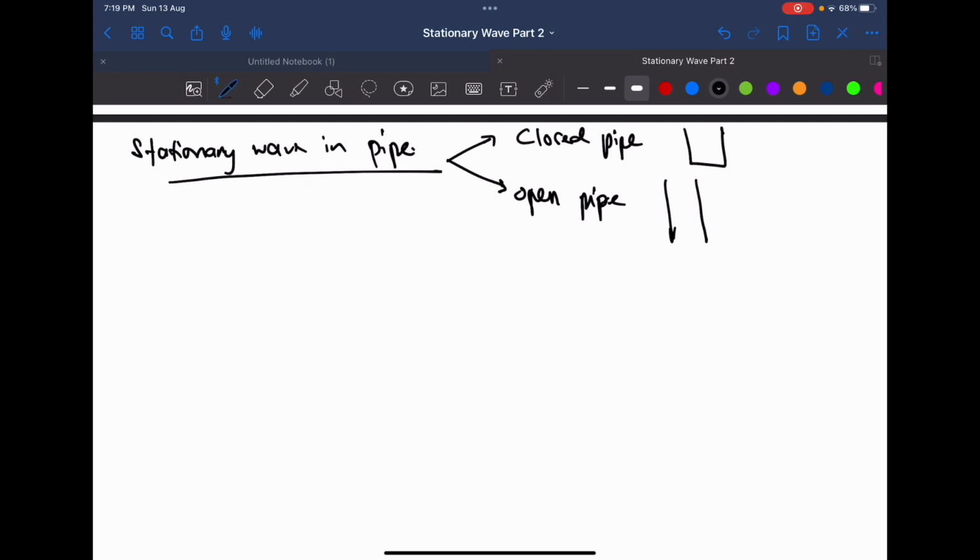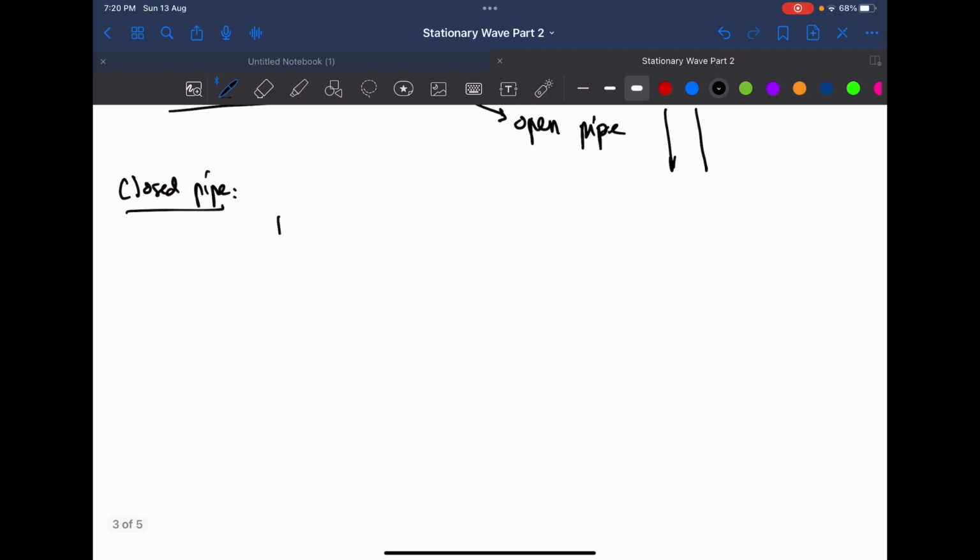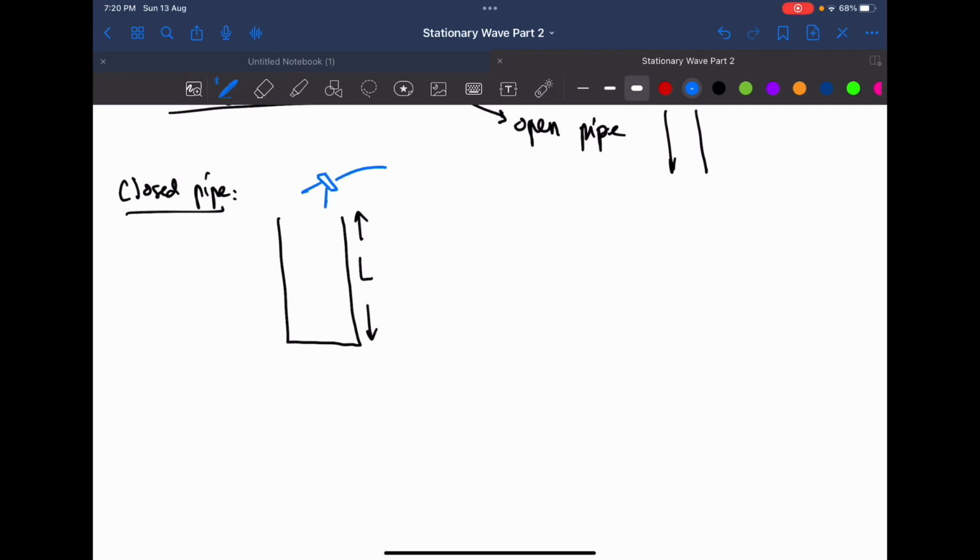Example, flute is one of the examples of stationary wave in pipe. So let's look at closed pipe. So for closed pipe, let's say now we have like this. The length of the pipe is L. So I take a speaker, and this speaker is connected to a signal generator.